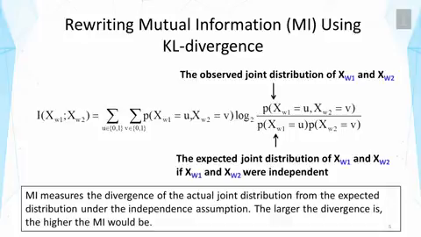Right? So if we look at this form of mutual information, it shows that the mutual information measures the divergence of the actual joint distribution from the expected distribution under the independence assumption. The larger this divergence is, the higher the mutual information would be.